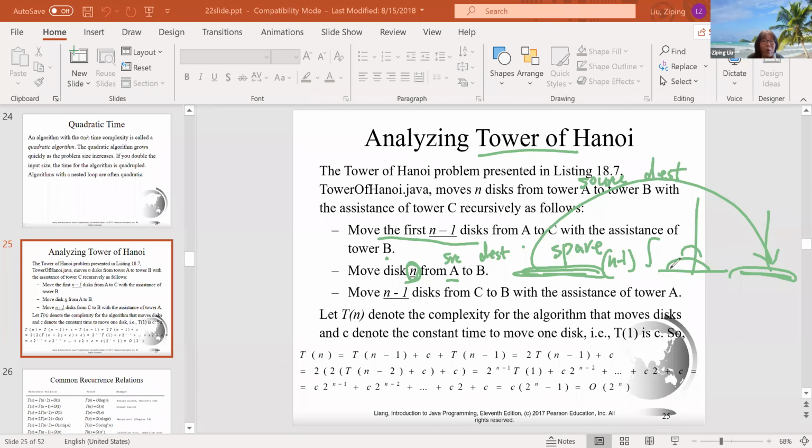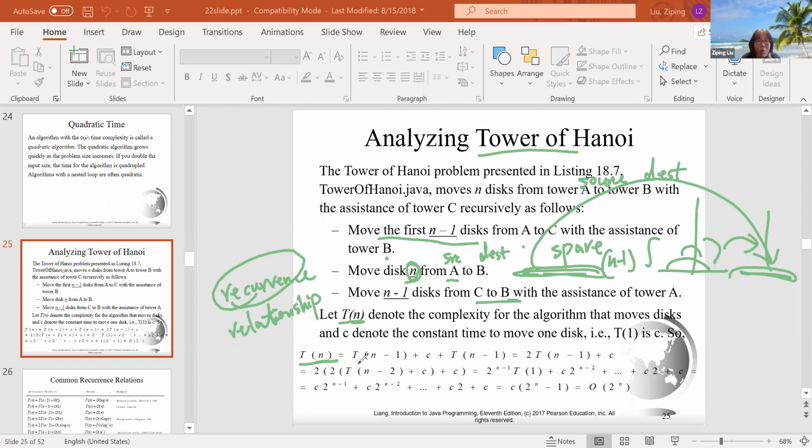And then you apply the same strategy to move the top n minus 1 to the destination, with the assistance of the source. So that's how that algorithm works. And regarding the time analysis, this also follows a recurrence relationship. In math, you learn how to do recurrence analysis.